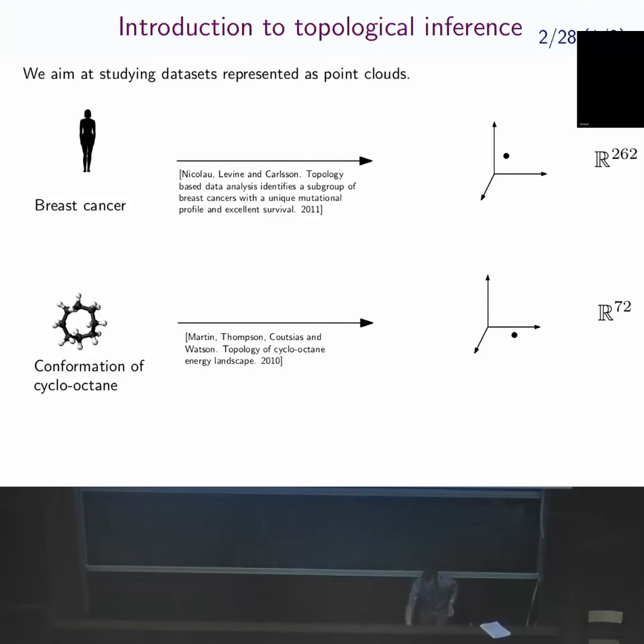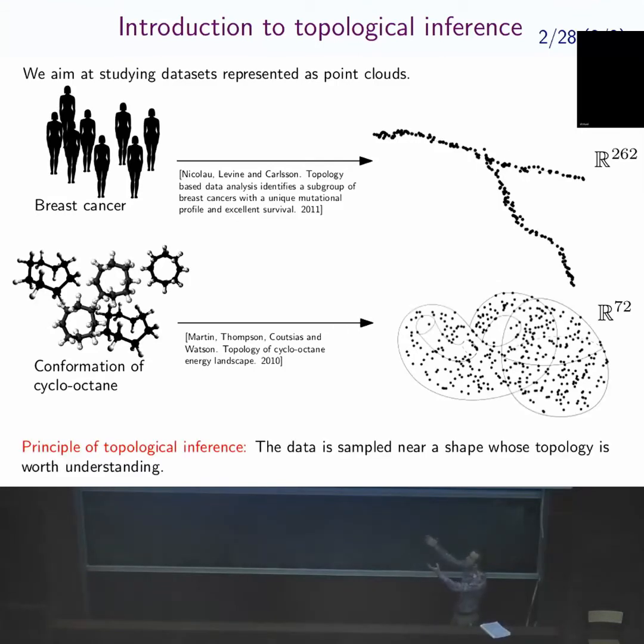Now, let's take a bunch of patients and a bunch of molecules. We obtain point clouds. And as you can see here, these point clouds lie close to some shape, some underlying geometric object. And the goal of topological inference is to understand these shapes. So this is where my thesis starts. I aimed at building mathematical methods in order to understand these shapes.